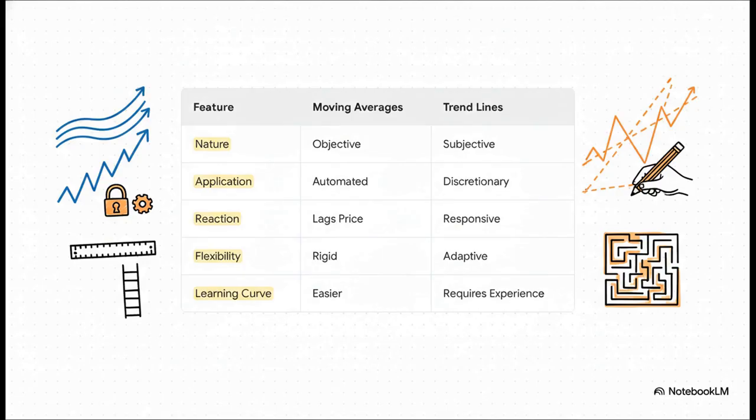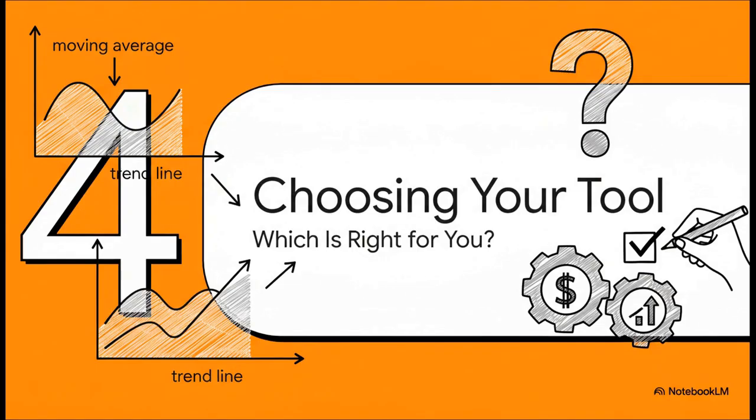Trend lines, on the other hand, are totally subjective. They're drawn by hand, but because of that, they can feel way more adaptive and responsive to what the market's doing right now. So, what's the bottom line? Moving averages are usually easier for beginners to get started with, but drawing truly effective trend lines, well, that takes some serious screen time and experience.